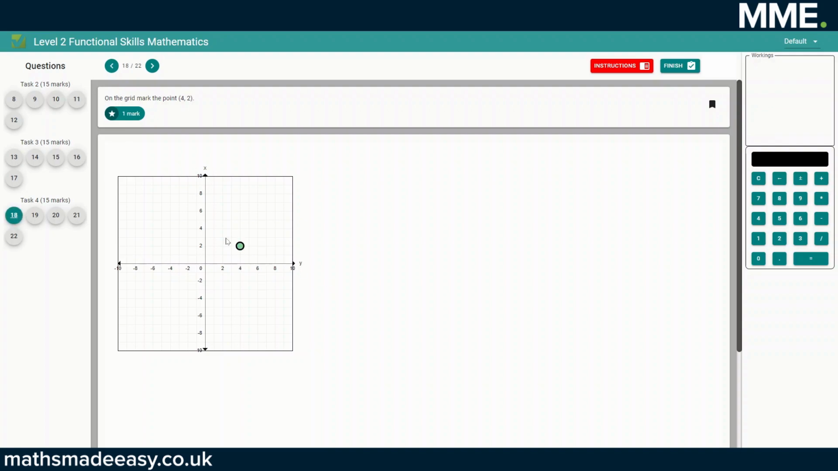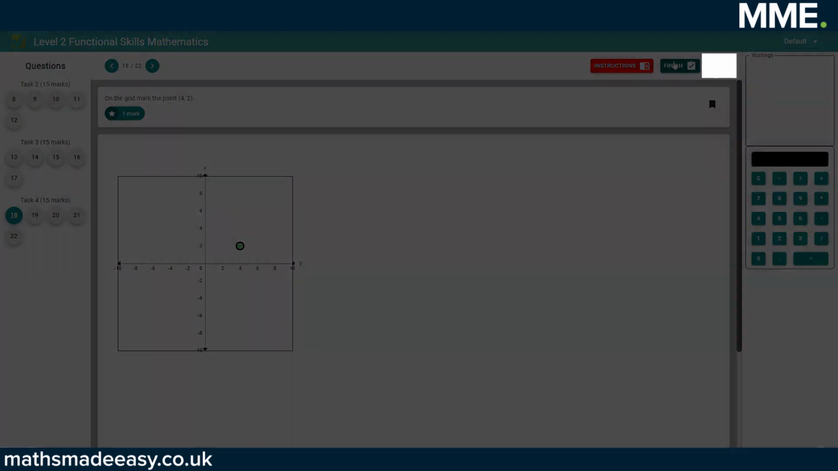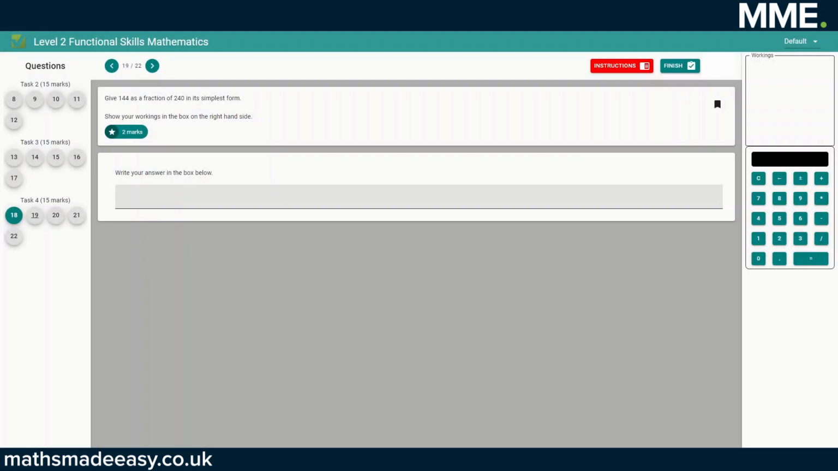And we just leave the mark there, and that's that question. For question 19, it's asking us to give 144 as a fraction of 240 in its simplest form. So first of all, what we want to do is just write it as a fraction, and this can simply be done by writing 144 over 240. So there we've written it as a fraction.